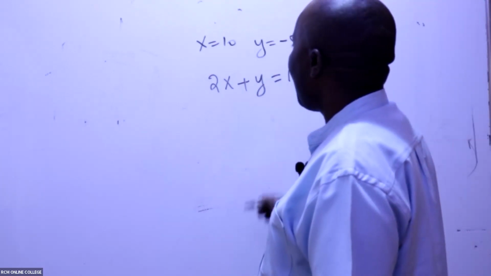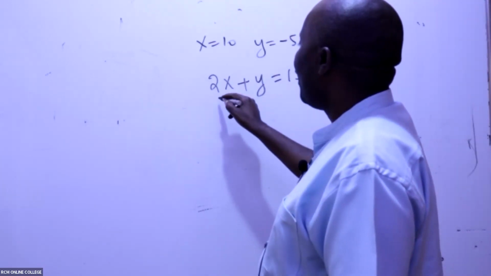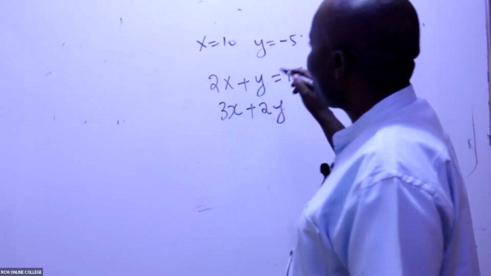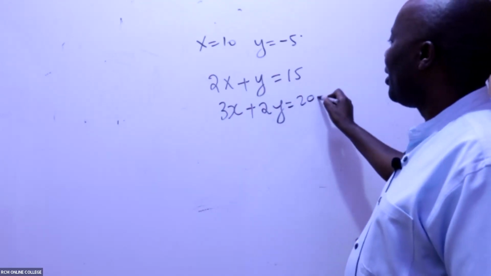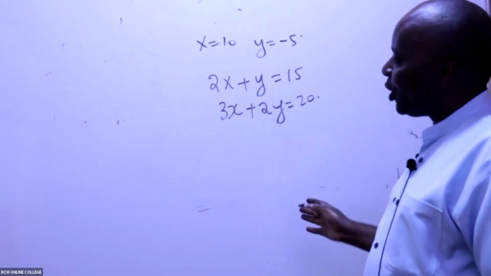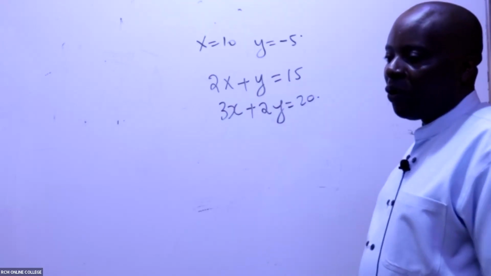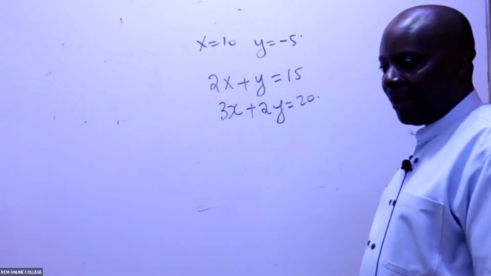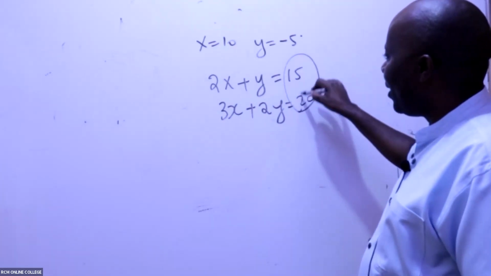So this is 15. And then we have here, for example, 3x plus 2y. So this will be 30 minus 10, 20. So if you're given these two equations, and somebody tells you, hey, use Cramer's rule, give me the value of x. Cramer's rule is the model of what here? Determinants. What I need to know under Cramer's rule is that this is a replacement.